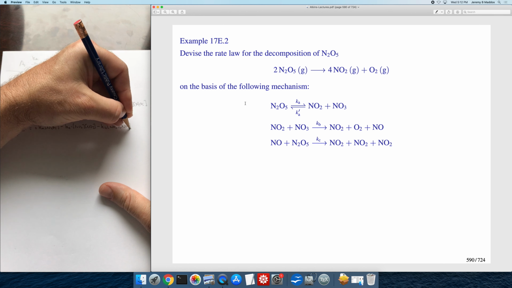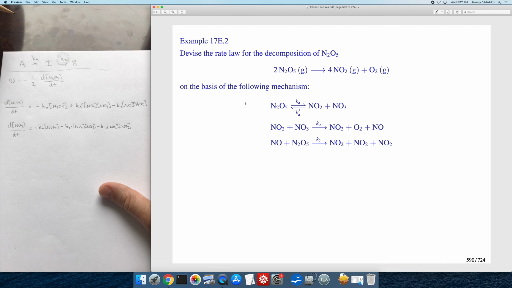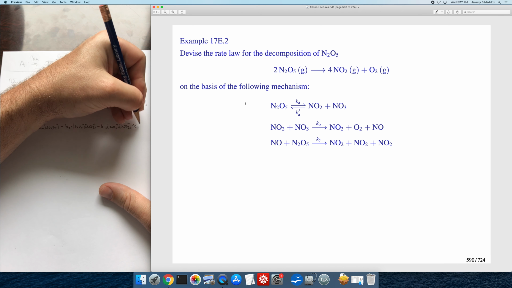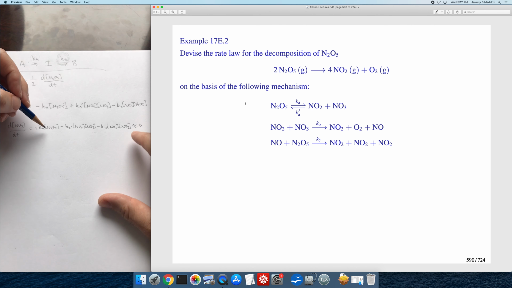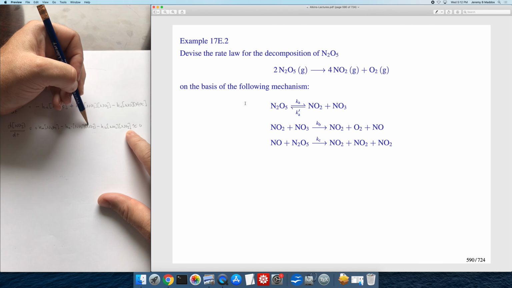like so. Okay. And now the essence of the steady state approximation is to say that this time derivative is approximately 0, which will be true if the concentration of NO3 doesn't get very large and doesn't change very much with time. Now what we can do is solve for the NO3 concentration.